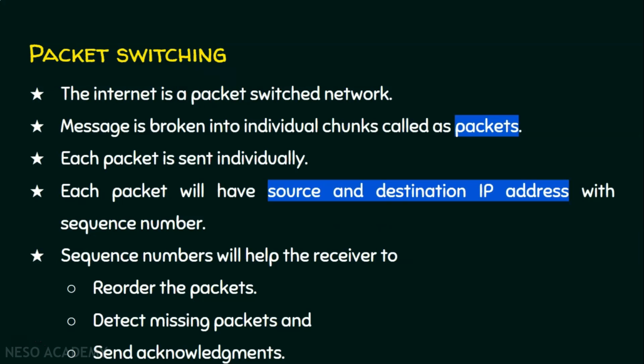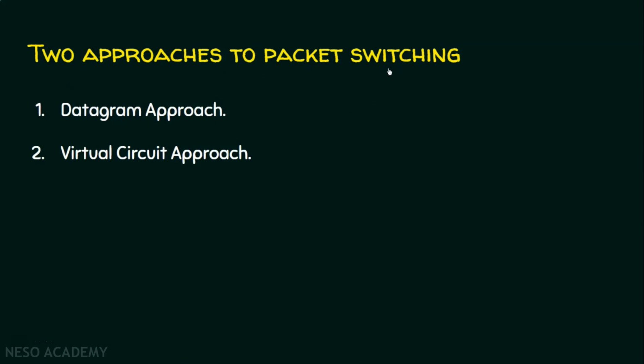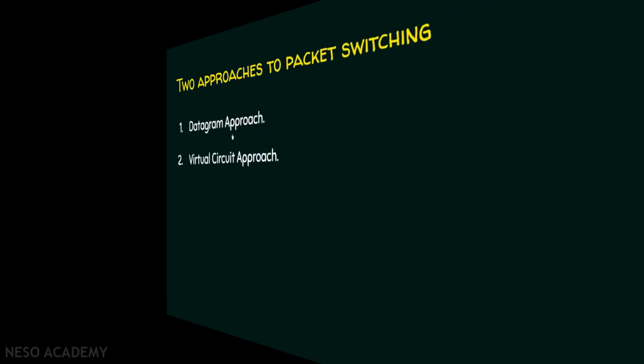Basically, packet switching has two approaches. We will see what these two approaches in packet switching are. There are two approaches to packet switching: datagram approach and virtual circuit approach. We will see the datagram approach now.